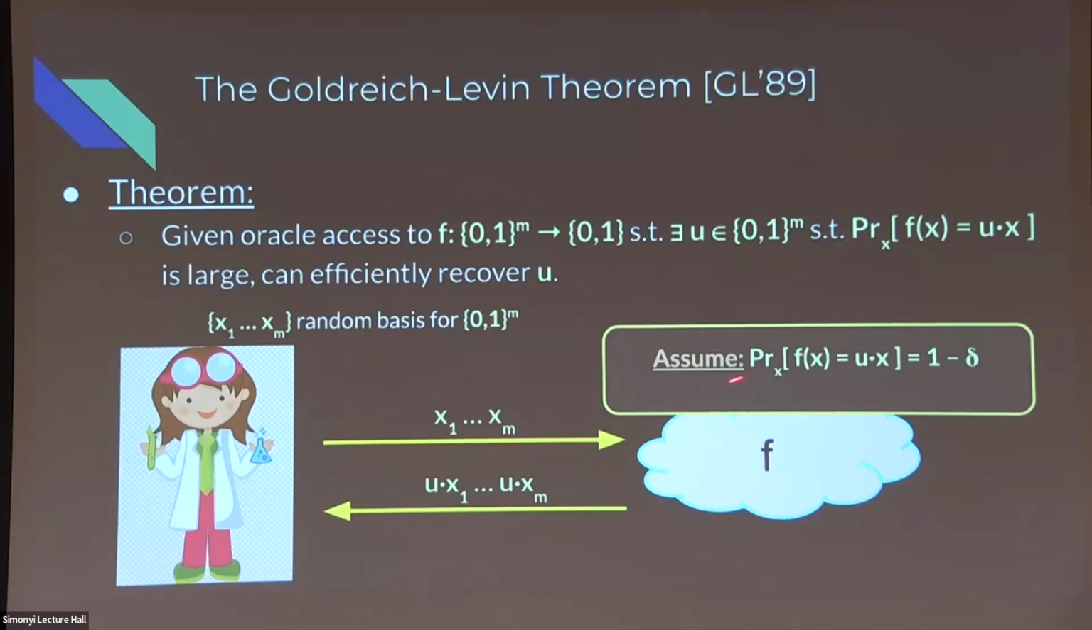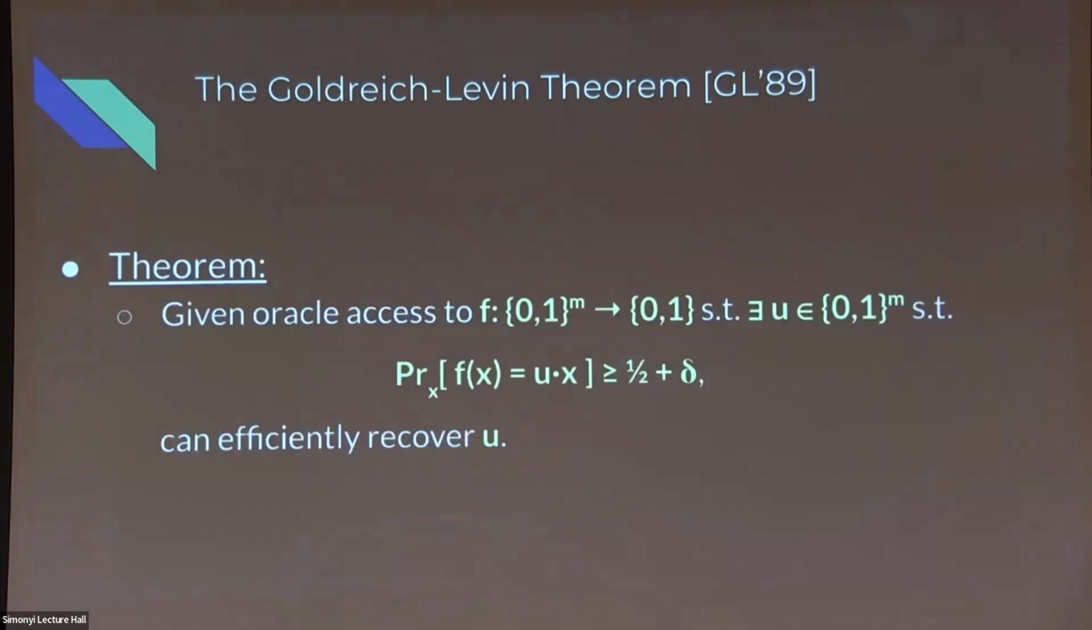Okay. So as this probability gets further away from 1, you have to work harder to recover u. And the Goldreich-Levin theorem says, this is a more formal statement.